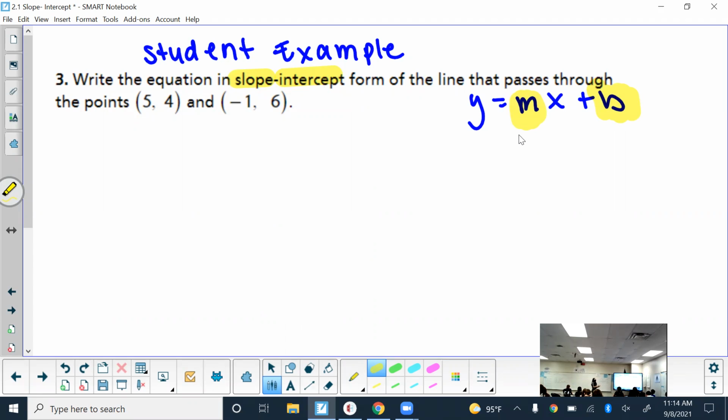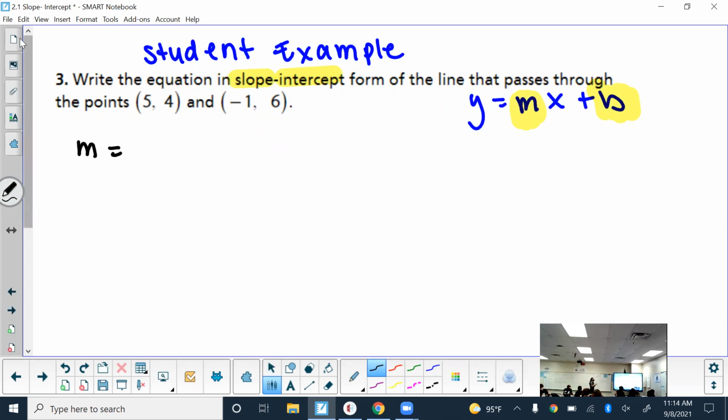So is it easy to tell the y-intercept from what I'm given? No. Does it tell you anywhere in there this is the y-intercept? No, it does not tell you. And if I graphed these two points, would either of them be the y-intercept? No. So I need to maybe start with my slope first.